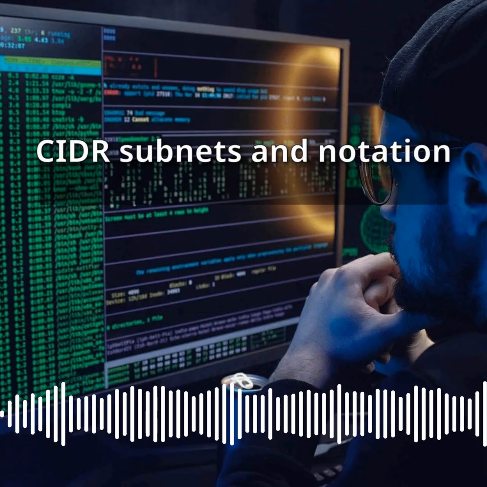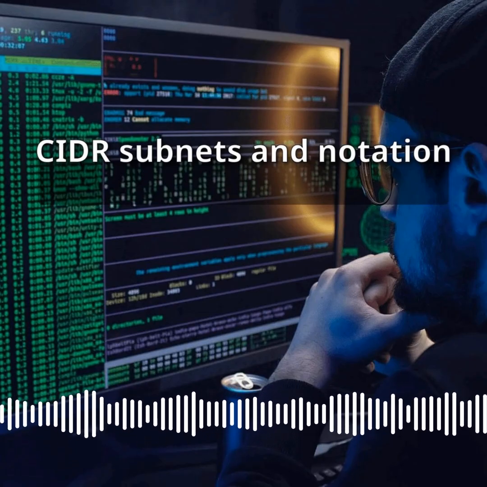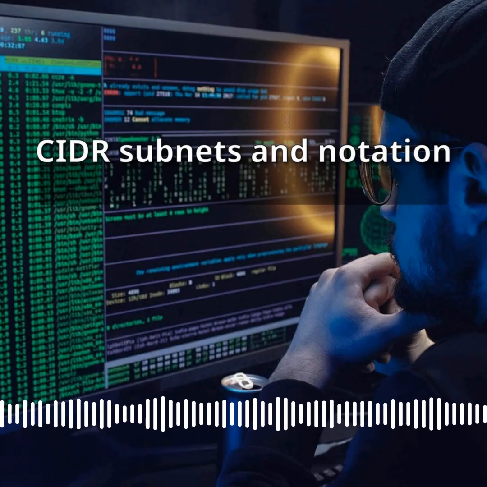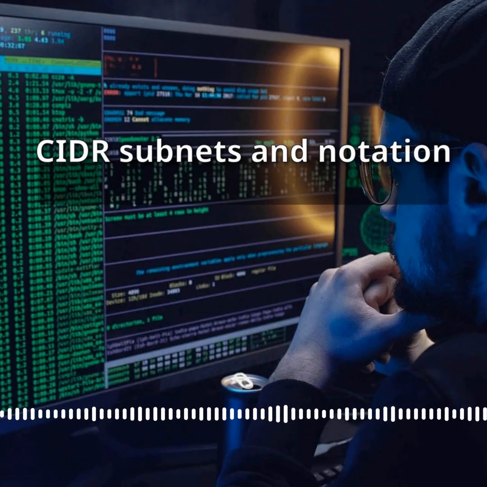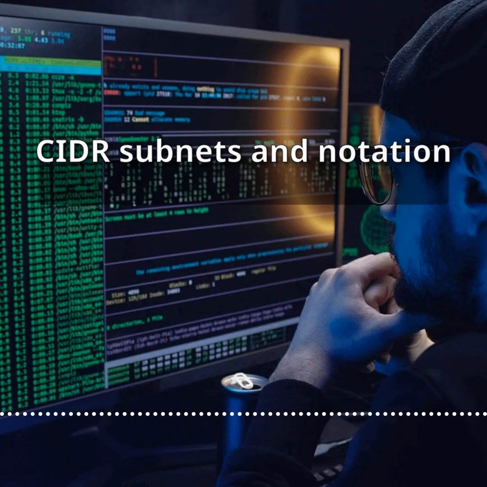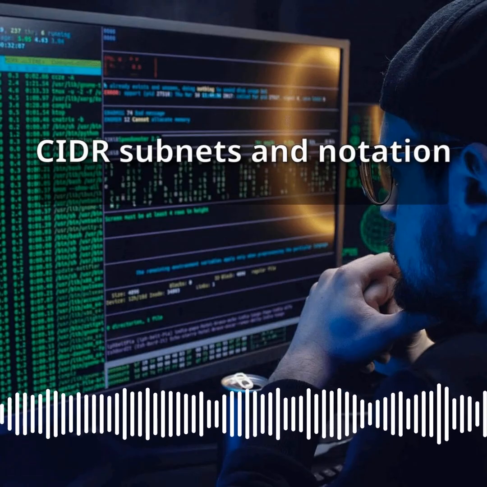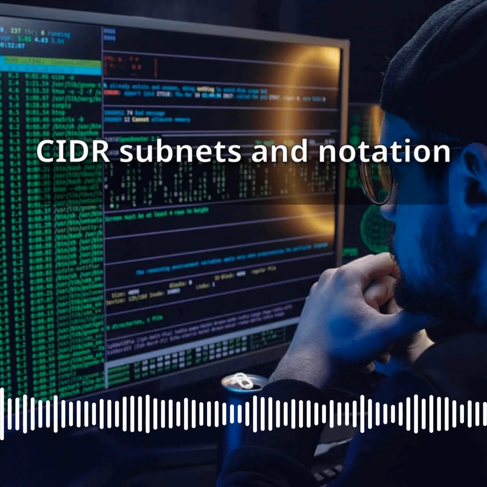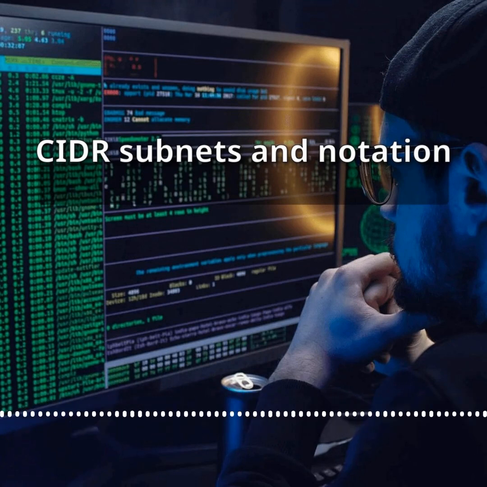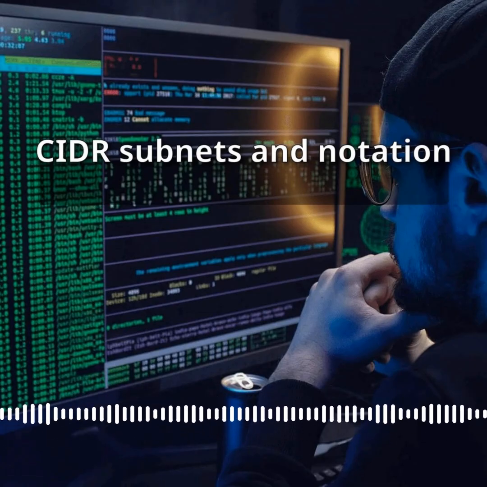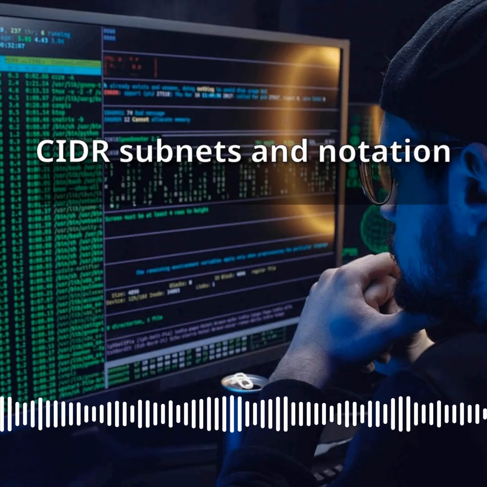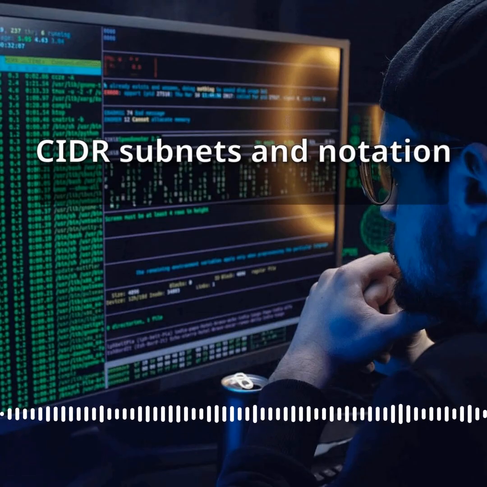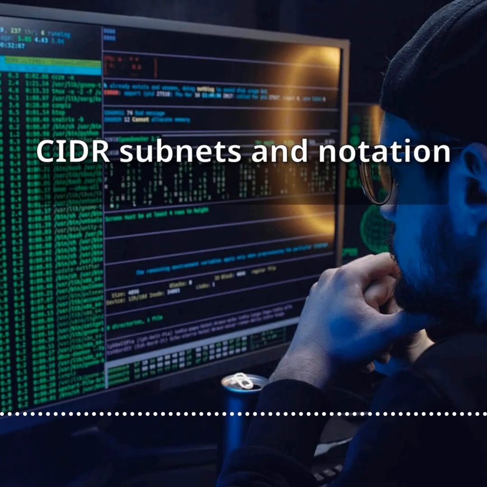The concept of private address ranges is also closely tied to CIDR. Certain CIDR blocks are reserved for private use, meaning they are not routable on the public internet. These private ranges are 10.0.0.0/8, which covers 10.0.0.0 to 10.255.255.255, over 16 million addresses. 172.16.0.0/12 covers 172.16.0.0 to 172.31.255.255, over 1 million addresses.